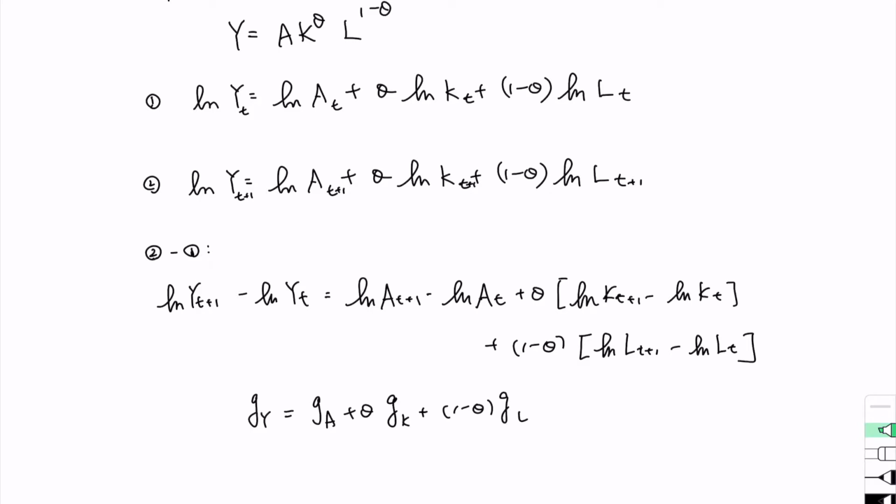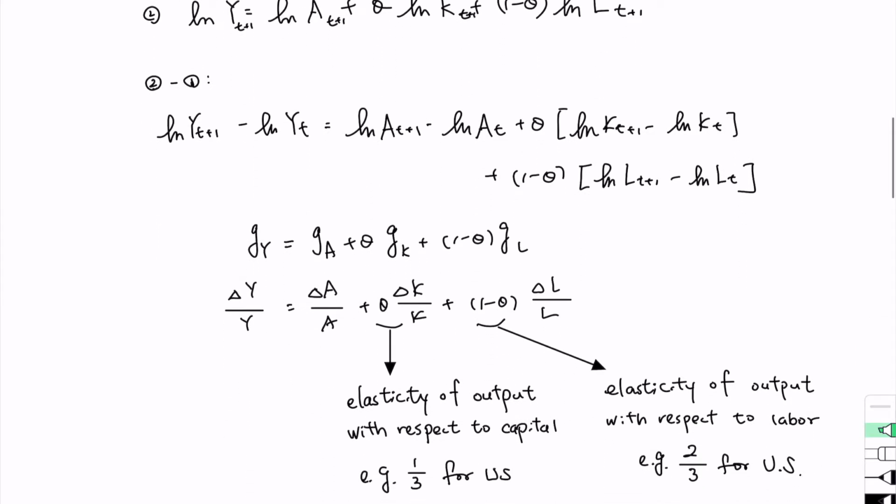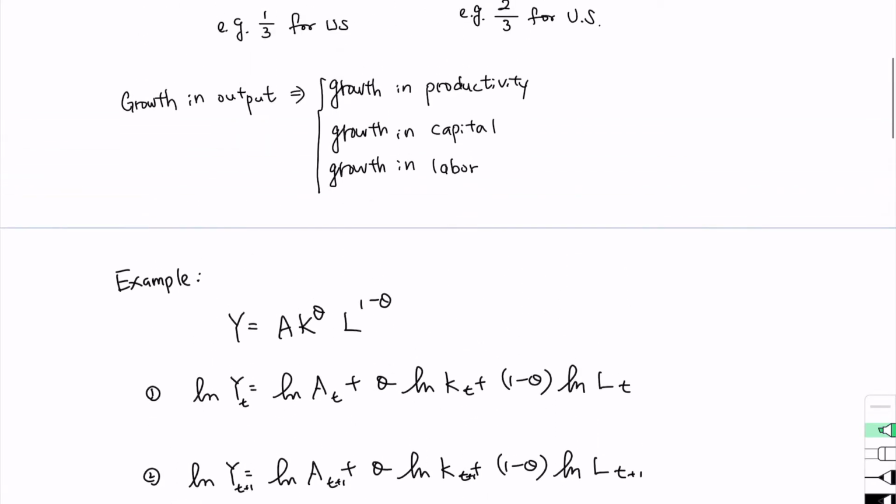So then we can replace the G here with the delta concept, which is delta y over y, capturing the concept of the growth rate in y, which will equal the growth rate of A plus theta multiplied by the growth rate of K plus 1 minus theta multiplied by the growth rate of labor. In here, the growth rate of labor is represented by delta L over L. So this is exactly the formula we have above.